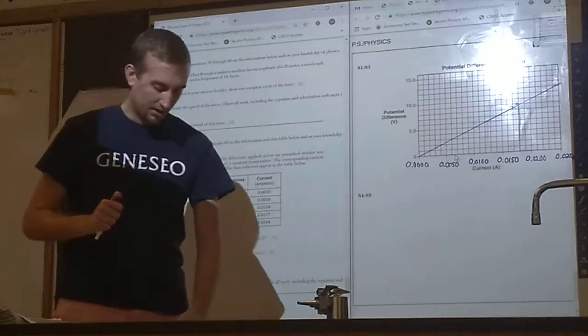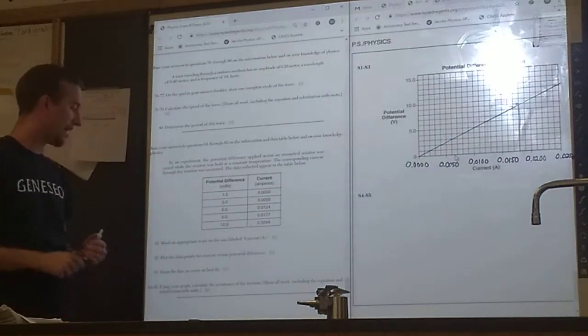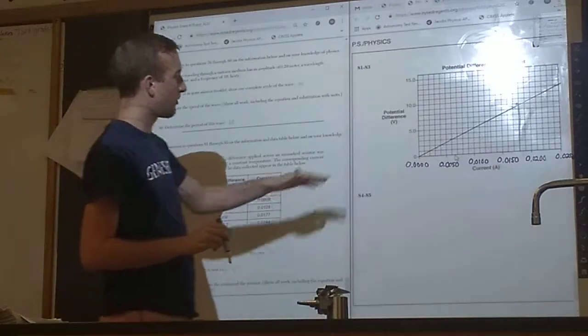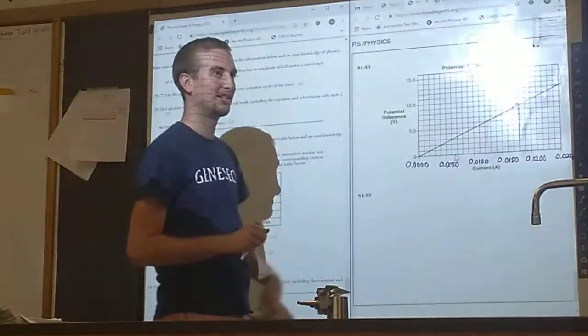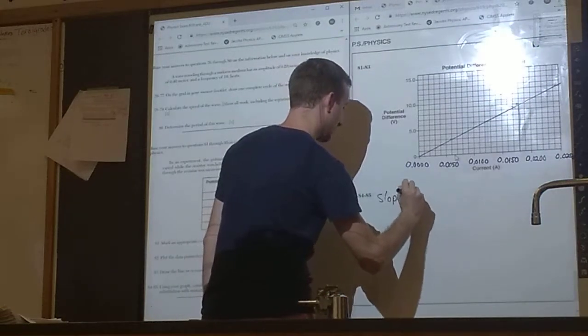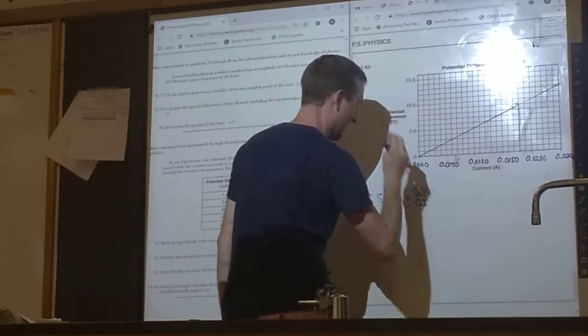Now, so there's 81 through 83, 84 through 85, using your graph, calculate the resistance of the resistor. You might be like, what the heck does that mean? Well, let's look at what we're graphing. We're graphing V versus I. So our slope is the change in V over the change in I.